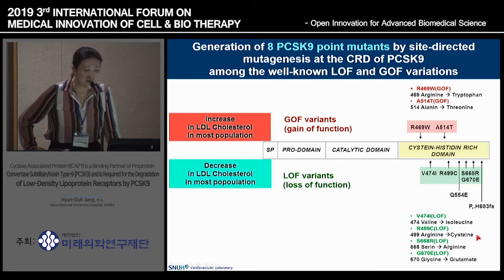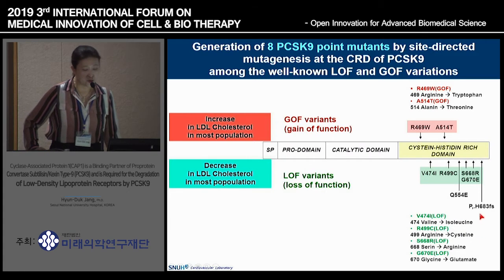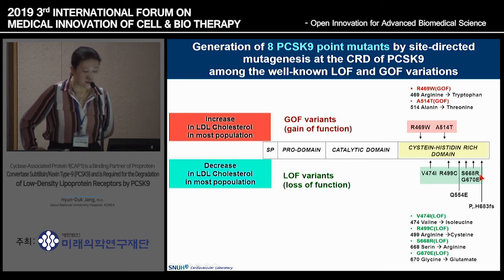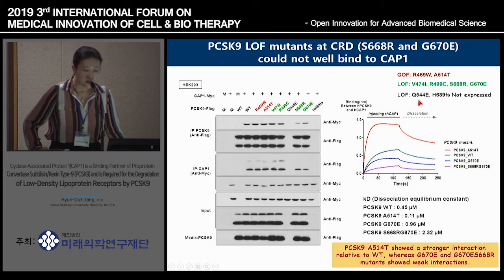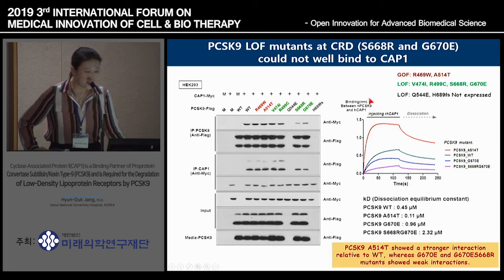We generated PCSK9 point mutants by site-directed mutagenesis at the CRD of PCSK9 among the well-known LOF and GOF variants. Red, GOF, and green, LOF. Q544 and H689 are not expressed here. Among the 4 LOF mutants, only S668 and G670 could not interact with CAP1.